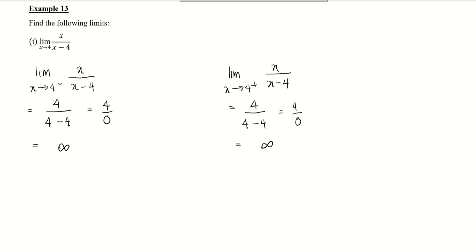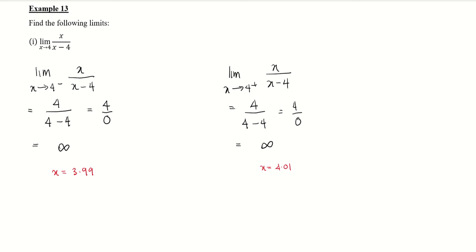But wait, we still need to determine whether this is positive or negative infinity. That means we need to choose a value to substitute. Since we approach 4 from the left, we can choose x equals, let's say, 3.99. And since we approach 4 from the right, we can choose, let's say, x equals 4.01. We substitute the values into the function and see whether we get positive or negative.